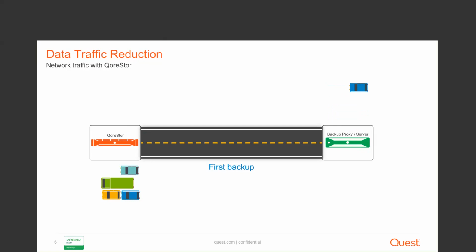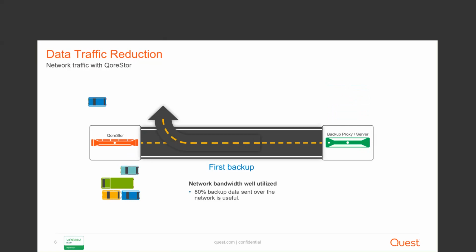Then when QoreStor does see some data that is not unique, it just marks a marker in the table and doesn't store it on disk. Hence the reason why we get the deduplication ratios. So straight away you can see we're not storing all the data on the disk, only the unique data. So everything is going across the network, and we are sending the data to the QoreStor solution.